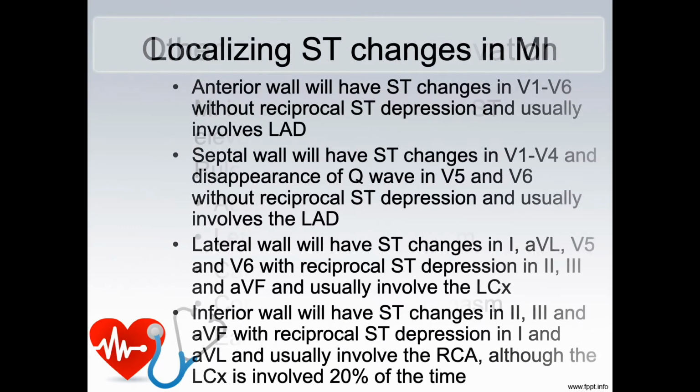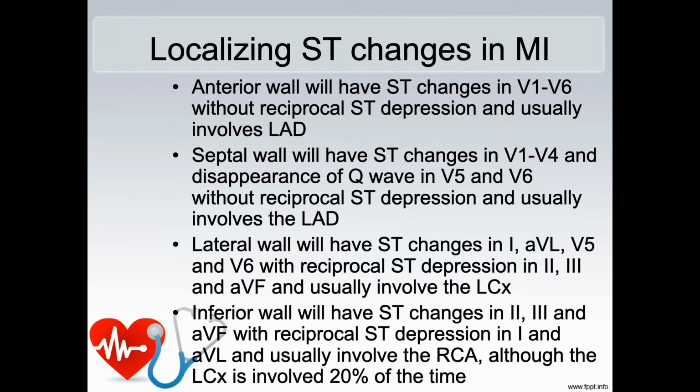An important skill for the advanced practitioner who's specializing in cardiology is to be able to identify the possible location of the myocardial infarction using the 12-lead EKG. Anterior wall MI will have ST changes in V1 through V6 without reciprocal ST depression and usually involves the LAD. Septal wall MI will have ST changes in V1 through V4 and the disappearance of Q waves in V5 and V6 without reciprocal ST depression and usually involves the LAD.